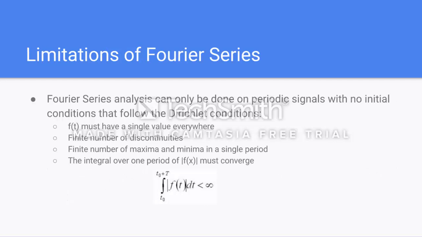There are several limitations to the Fourier series, such as the Fourier series in particular can only be done on periodic signals with no initial conditions, and it must follow the Dirichlet conditions. First of all, f of t must have a single value everywhere. There must be a finite number of discontinuities in a single period, a finite number of maxima and minima in that period, and the integral over one period of f of t must converge, which means it can't blow up to infinity at any point.